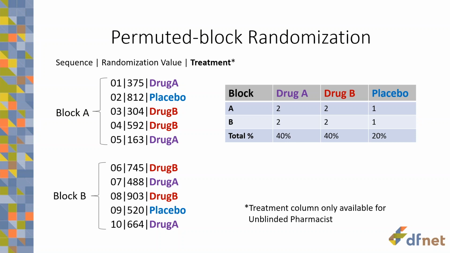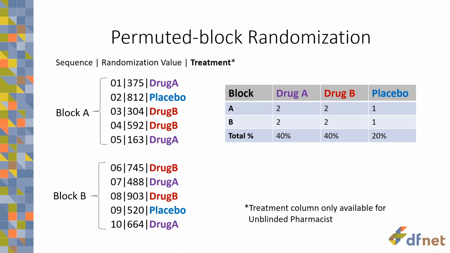This way, you know that no matter how many participants you enroll into the study, whether it's 5, 10, 15, or 20, you're always going to have an even distribution: 40% of people get drug A, 40% get drug B, and 20% get the placebo. No one will know which one they are getting, but we can ensure there's an even amount of each treatment option. The treatment column, of course, is also only visible to the unblinded pharmacist.